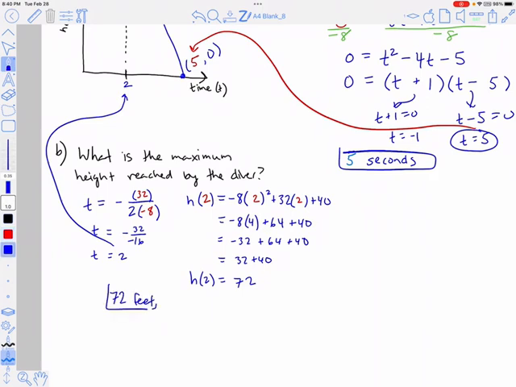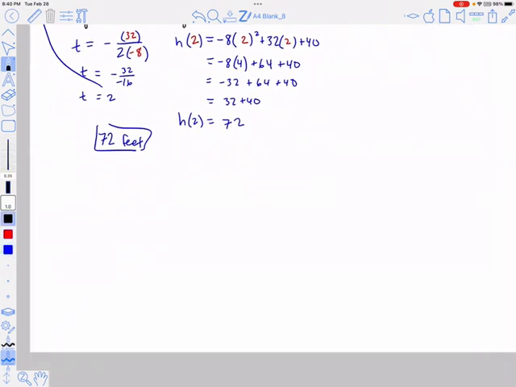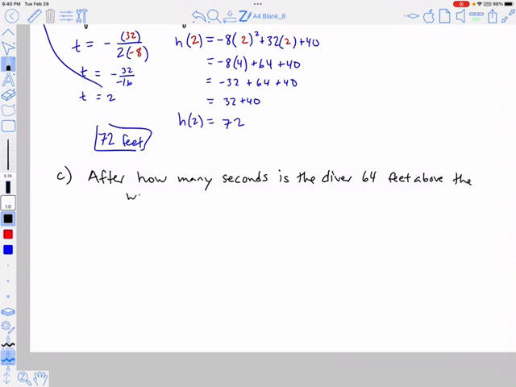Okay, I want to do one last question. It's just so we cover all our bases. After how many seconds is the diver 64 feet above the water? After how many seconds is the diver 64 feet above the water?